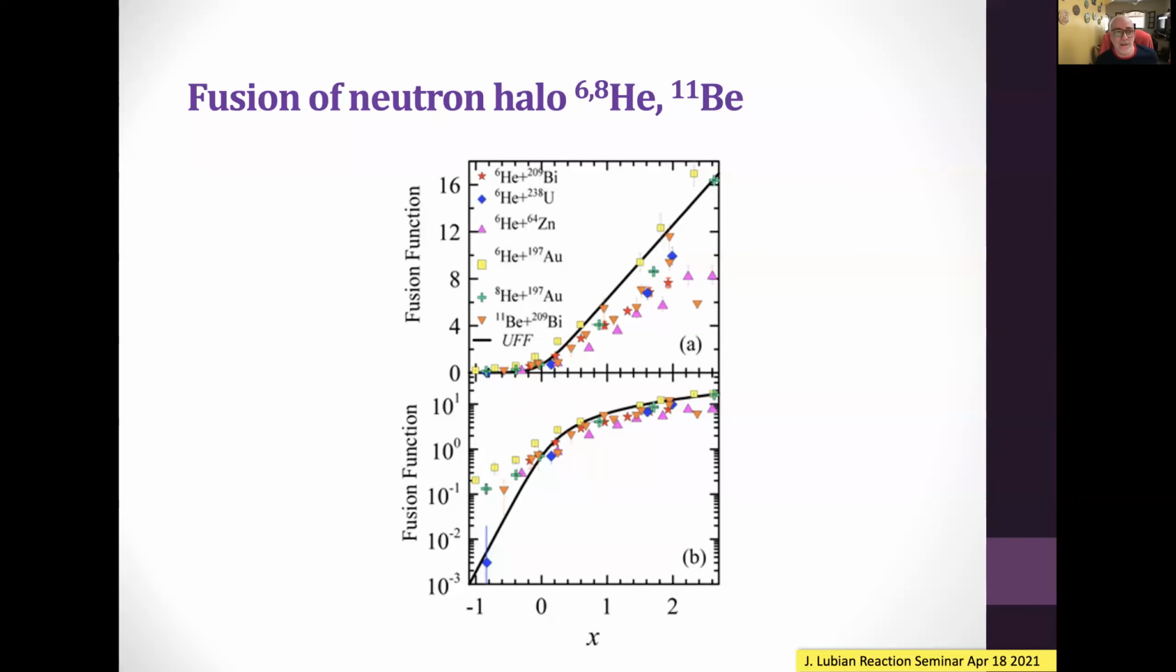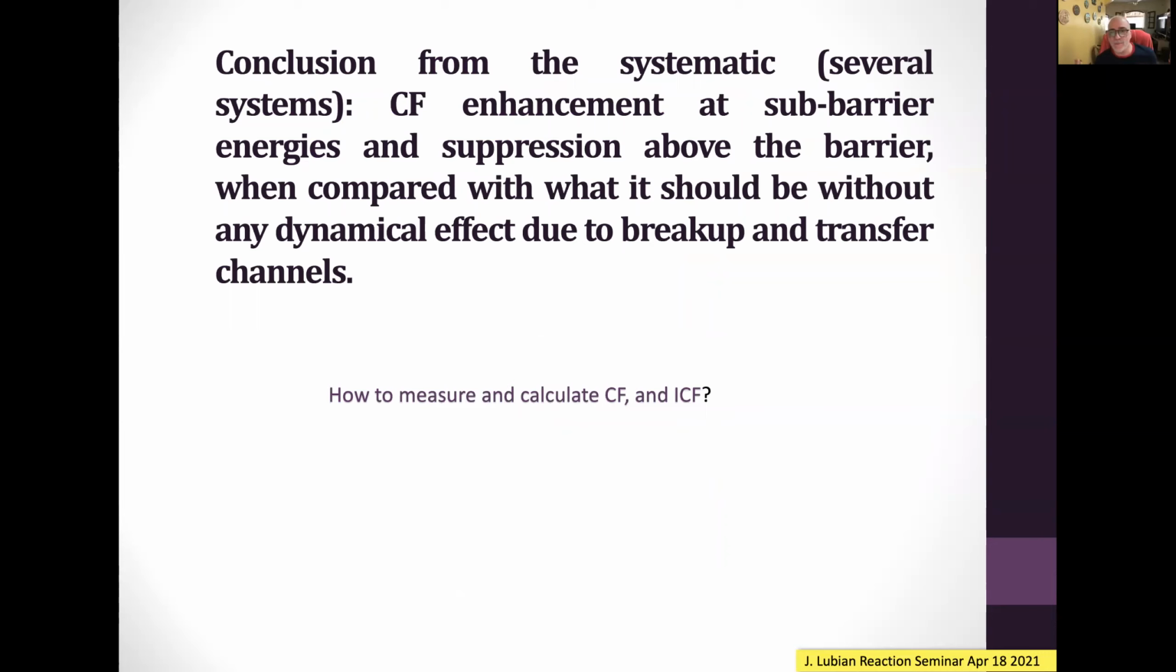Okay, we obtained the systematics for several systems. We have a complete fusion enhancement at barrier energy and suppression above the barrier when compared with what it should be without a dynamic effect. I emphasize that this is a dynamic effect of breakup and transfer channels. But how to measure and calculate this complete and incomplete fusion is the main subject I want to discuss with you right now.